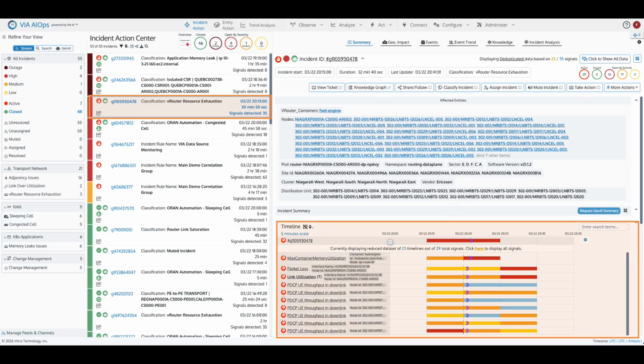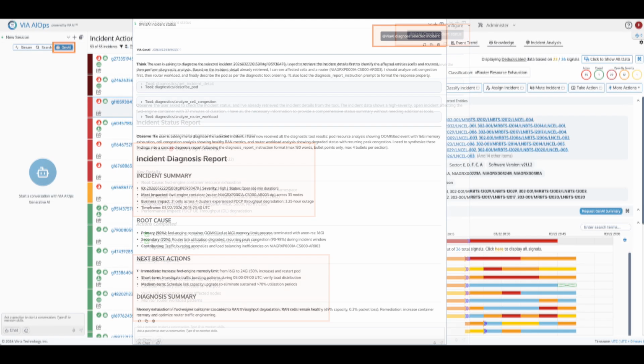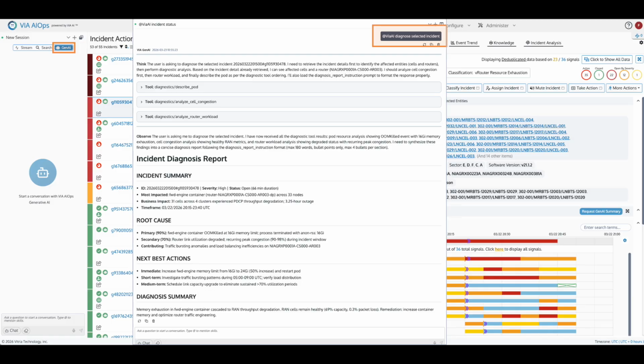The signals in the incident have been correlated using knowledge graph-based correlation, ensuring an accurate, unified, context-rich view on an individual problem. The assistant leverages knowledge-augmented analysis to immediately retrieve the incident's current status, impact, most likely root cause, and resolution. Next, based on our input intent, the Agentic AI assistant initiates diagnosis.